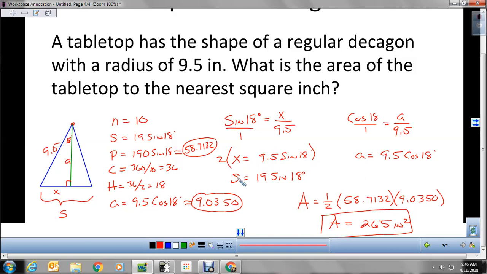We double it to find our side length of 19 sine 18. So that is our side length. Multiply that by 10. So 10 times 19 is 190 sine of 18, which gives us 58.7132. Now, to find our apothem, we're going to use the cosine function because we have the adjacent over hypotenuse. So cosine of 18 is equal to a over 9.5. Cross multiply, a is equal to 9.5 cosine 18. And that approximate is going to be 9.0350. And our last step is to plug everything in, multiply it by a half, and then round to the nearest square inch, which is going to give us approximately 265 square inches.